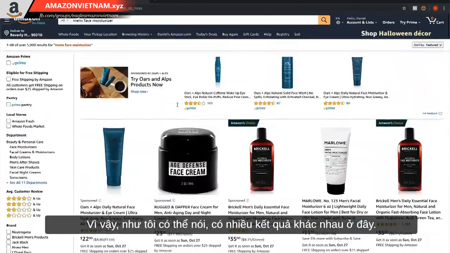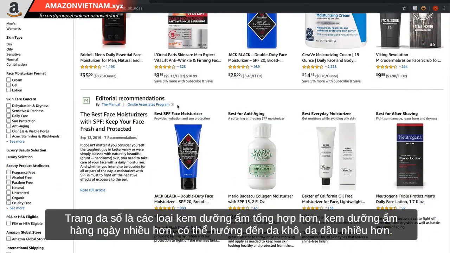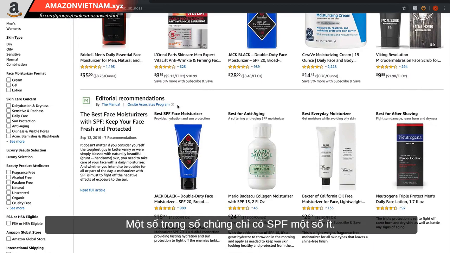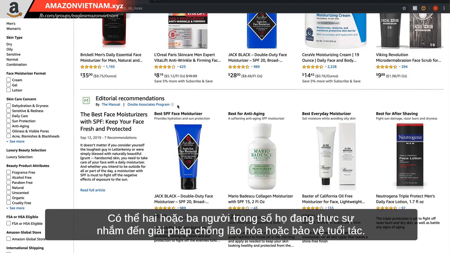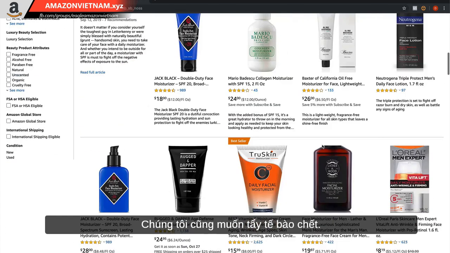So as I can see, there's varied results here. The majority of the page are sort of more general moisturizers, more daily moisturizers, maybe towards more dry skin, oily skin. Some of them have SPF. Only a handful of them, maybe 2 or 3 of them, are really targeting the anti-aging solution or age defense. I think there was only 2 there. And we have some varied results as well, with scrubs coming up as well.